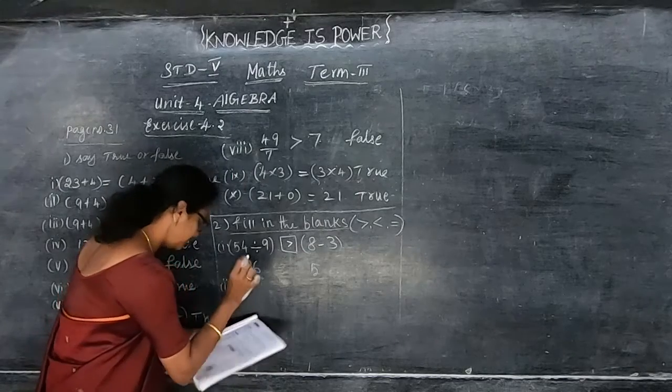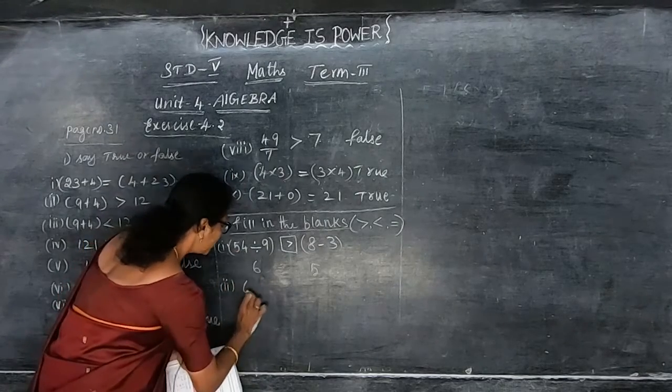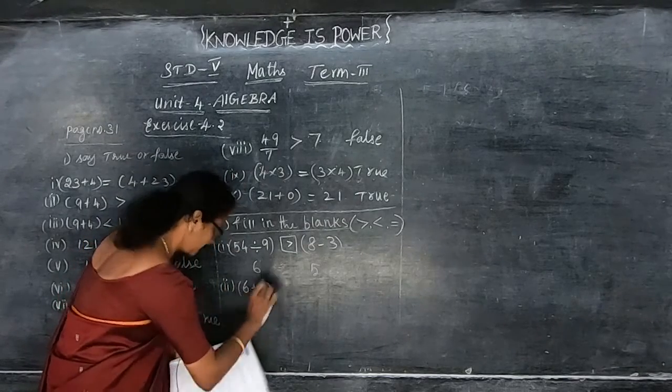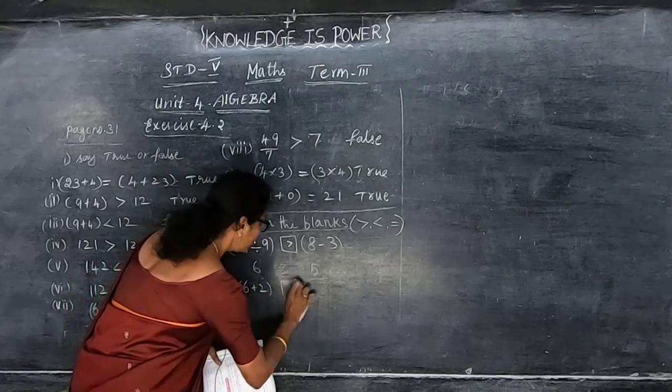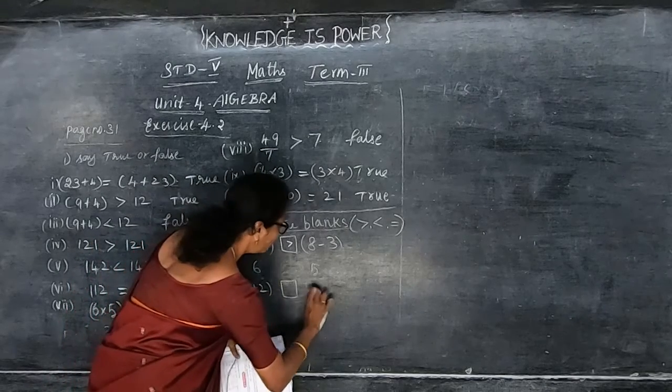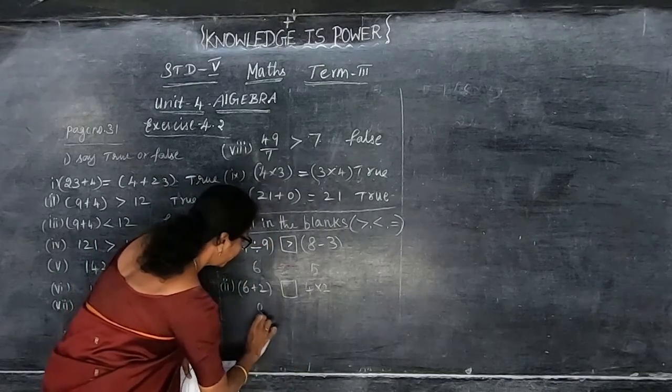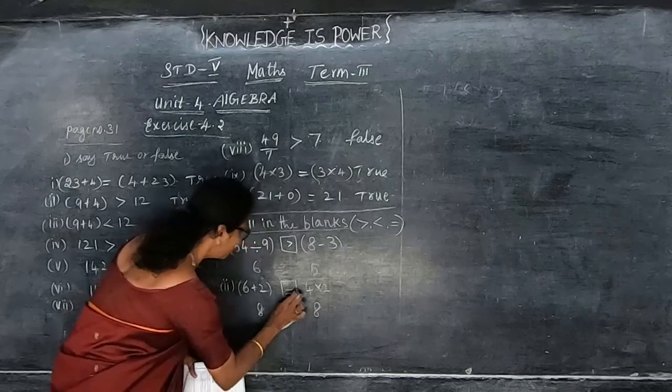Then second sum, 6 plus 2, box, 4 into 2. So this is 8 and this is also 8. So we have to put the equal symbol.